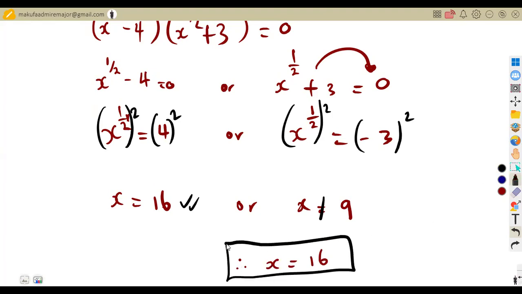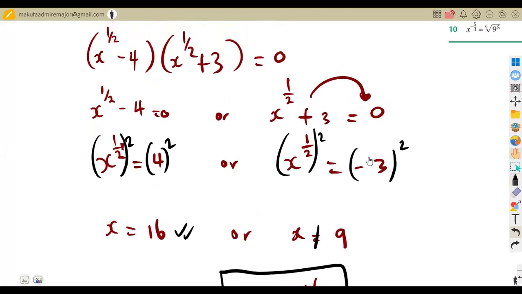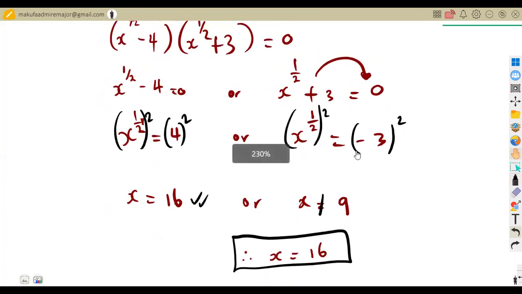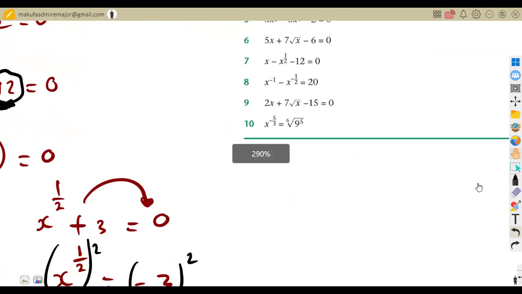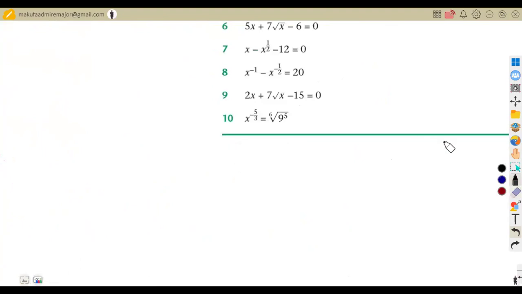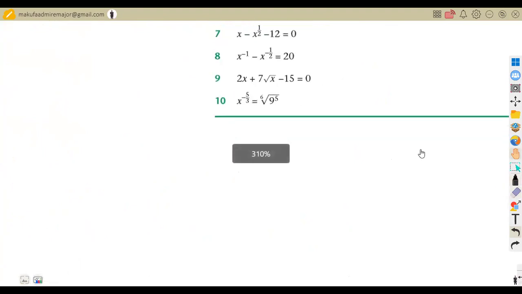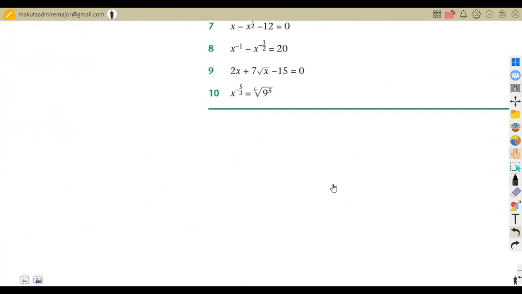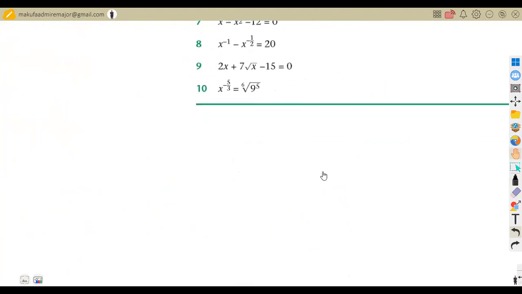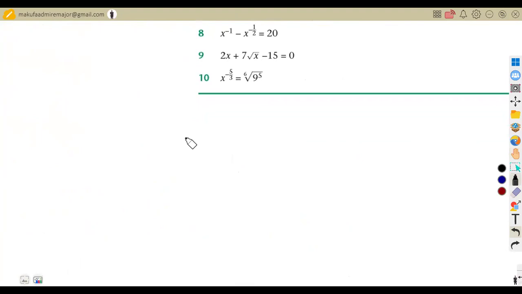That is the solution that I was expecting you guys to have at the end. So with this, you can also attempt different questions. If you check, there are so many questions here to consider. Maybe number 8, because we've got a negative exponent there. X to the exponent of negative 1 minus x to the exponent of negative 1 over 2. All right, this is equal to 20.